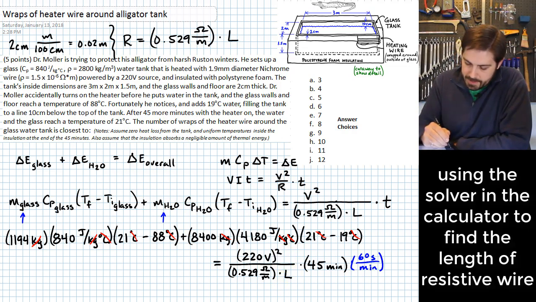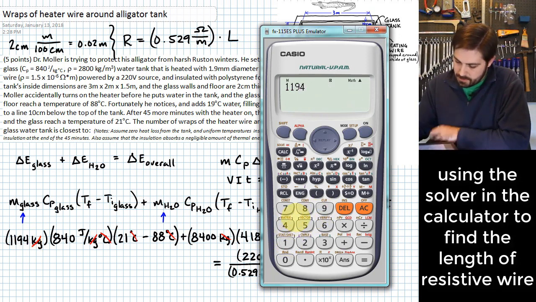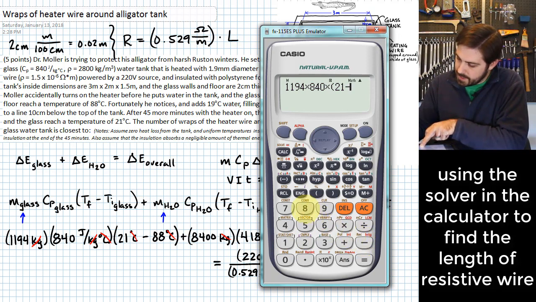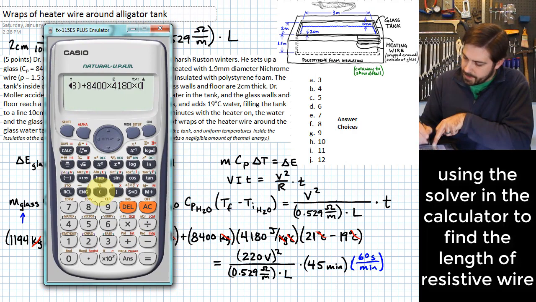Okay, so let's go ahead and stick all of this into our calculator. All right, what we have is 1194 times 840 times 21 minus 88 plus 8400 times 4180 times 21 minus 19. All right, so that's the left side of the equation.